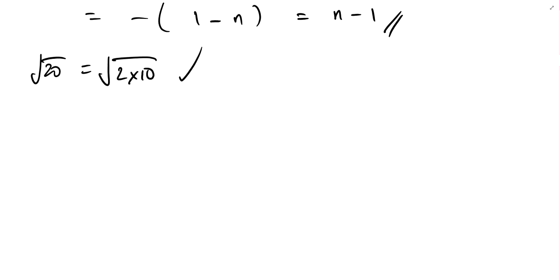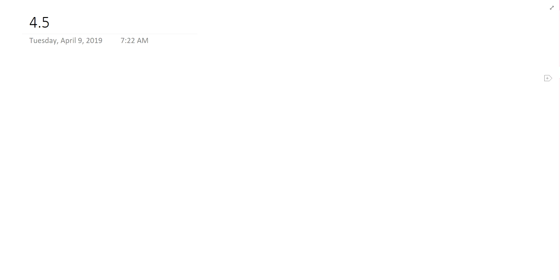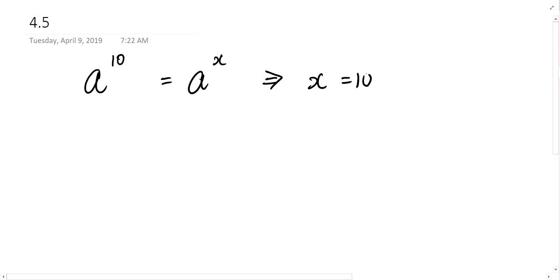The next part is on chapter 4.5. Equations. We're going to deal with equations now. I'll introduce you with this. A to the power of 10 equals A to the power of x. What does this tell me about x? 10. Okay. B to the power of 3 equals 4 to the power of 3. What does this tell me about B? 4. Easy so far? Because it's just comparing.